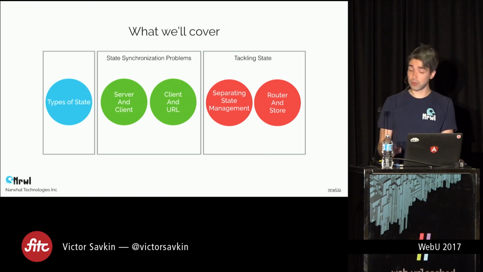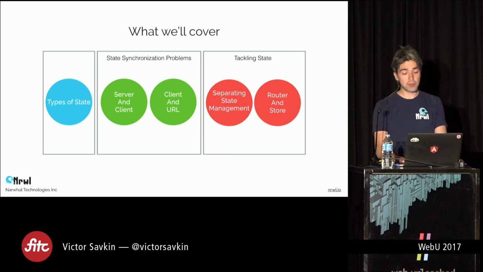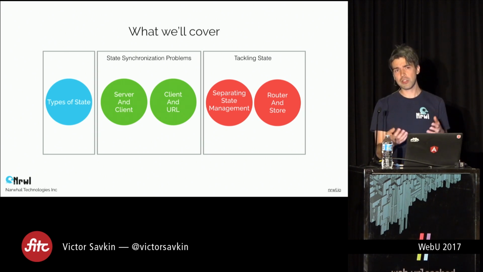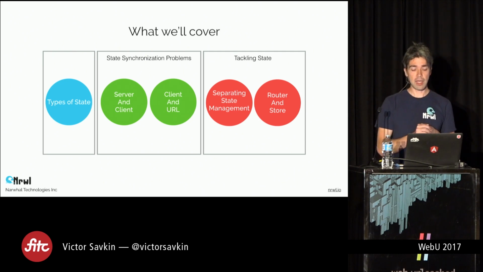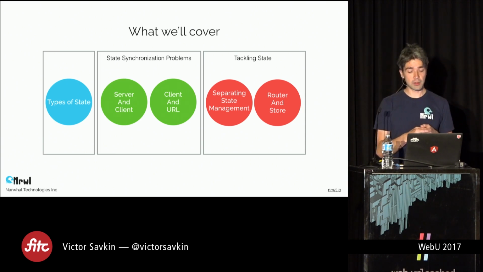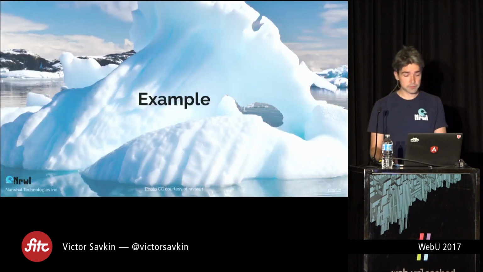So that's what we're going to cover today. First, we're going to talk about the 6 types of state a typical Angular application, or web application in general, has. Then I will talk about the state synchronization problems, in particular synchronizing the server, the client and the URL. Finally, I'll cover a few strategies on how we can mitigate those problems, so make our applications more robust and more correct.